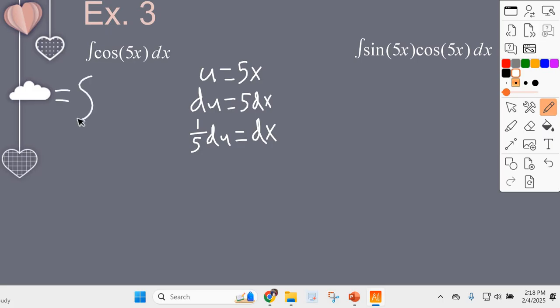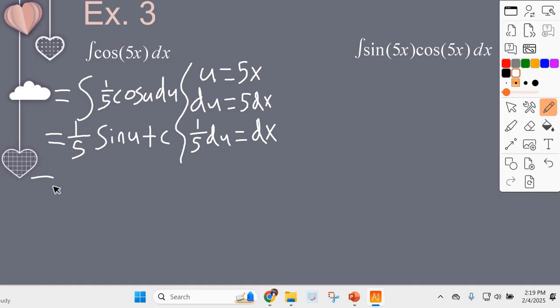So now we can say that this is 1/5 cosine of u du. What is the antiderivative of cosine? Just sine. Yep. Okay, and our u was 5x. So we get 1/5 sine of 5x plus c.